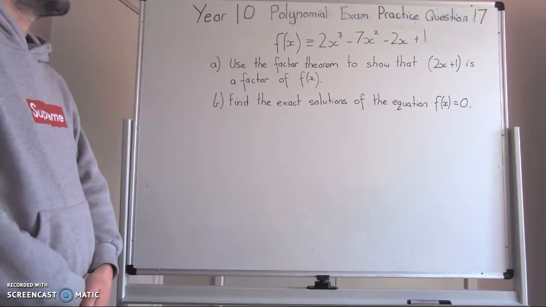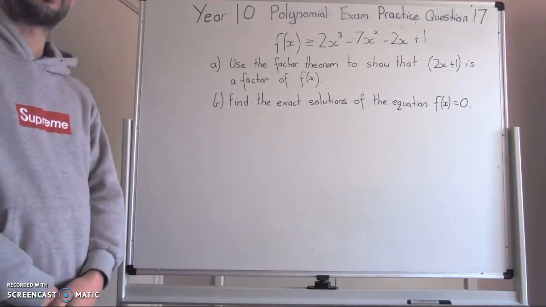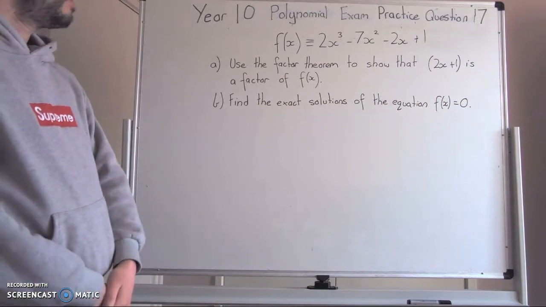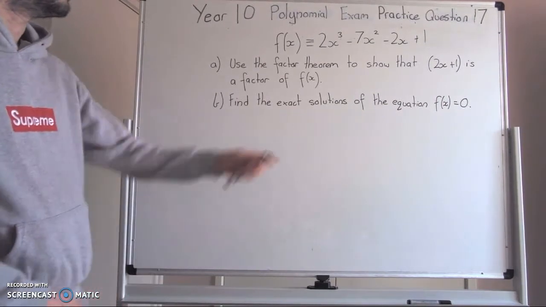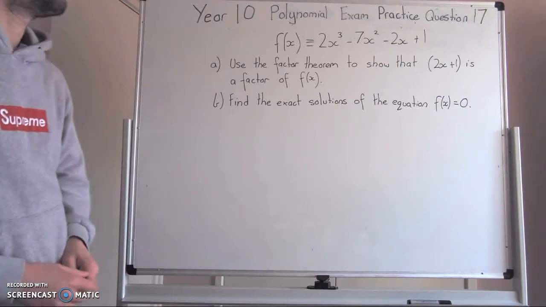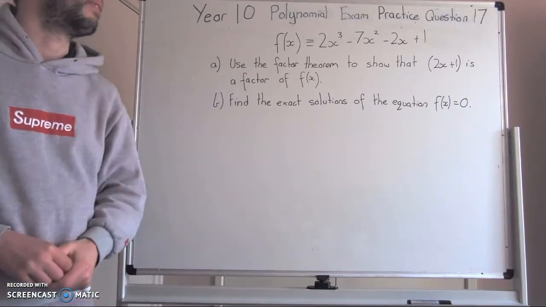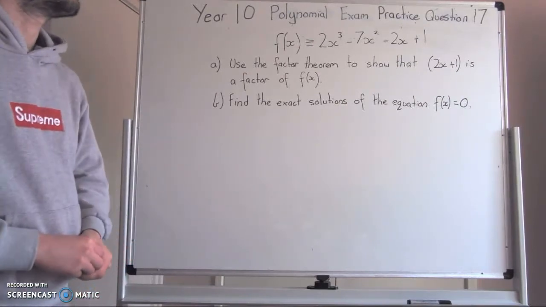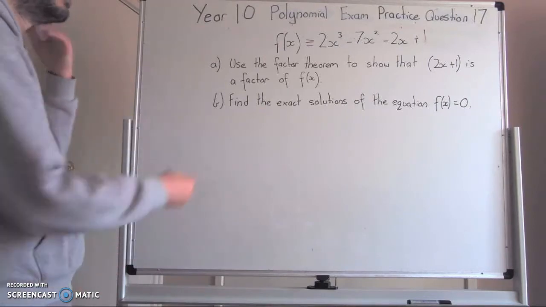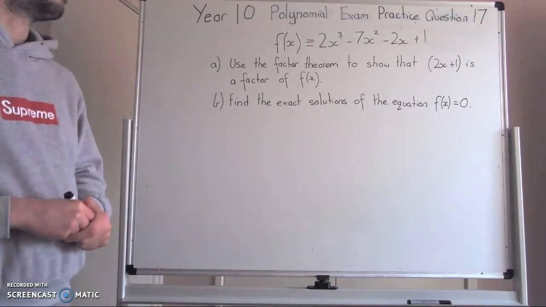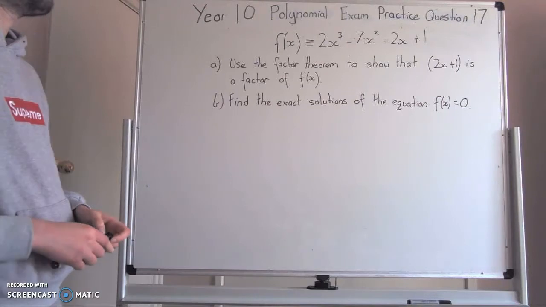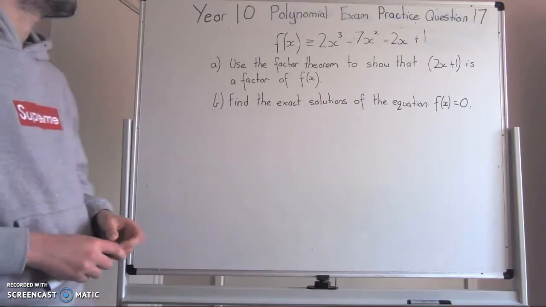Year 10 Polynomial Exam Practice Question 17. The function f(x) is equivalent to 2x^3 minus 7x^2 minus 2x plus 1. A. Use the Factor Theorem to show that 2x plus 1 is a factor of f(x).